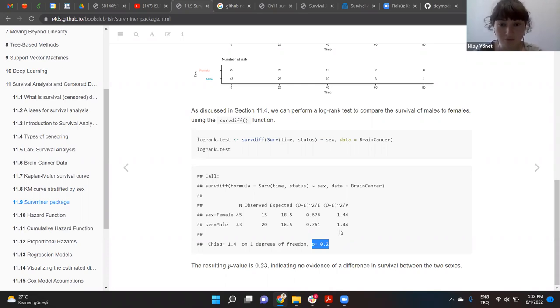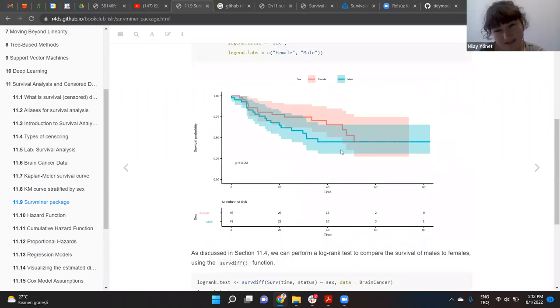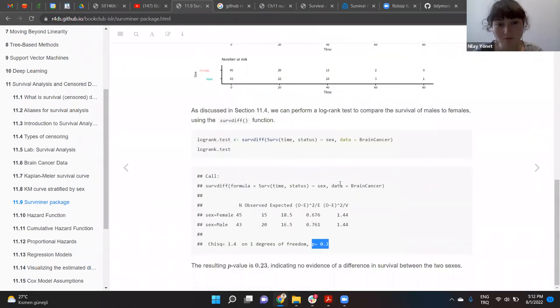So even though here we see some difference, we cannot directly say that females or males are more likely to die earlier. We cannot make this kind of hypothesis. So the log rank test is the formal test to say yes or no. Then let's continue.